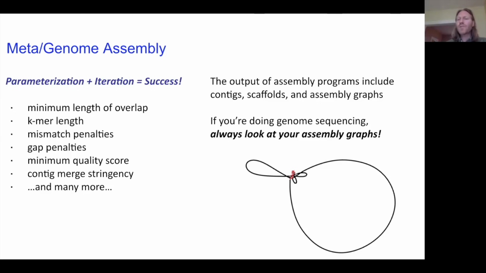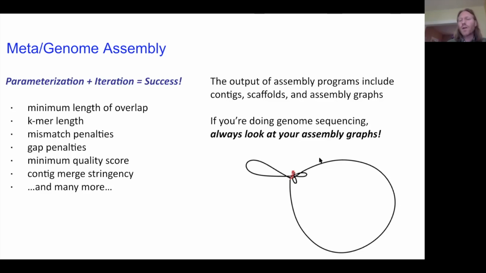Generally, the outputs from assembly programs include some kind of FASTA files with the contigs or scaffolds if you're using paired end reads. And some of the software outputs assembly graphs. And I'm personally a really big fan of assembly graphs. And I would urge you, especially if you're doing isolate genomics, to always look at your assembly graphs.